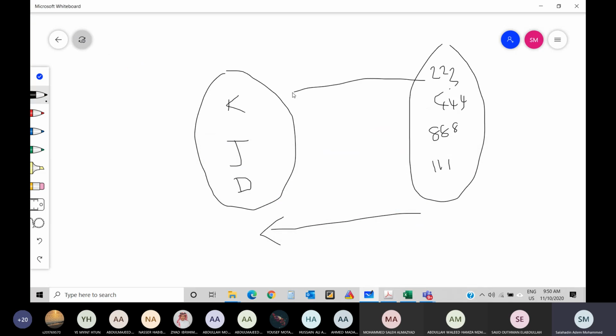Even 222 sometimes goes to Huber, sometimes goes to Jubail. So there is no functional dependency between these two at all. You got the point? So do you understand what functional dependency is now?